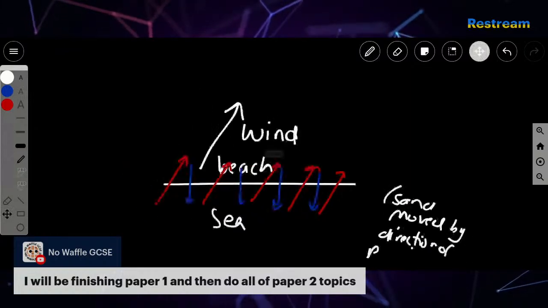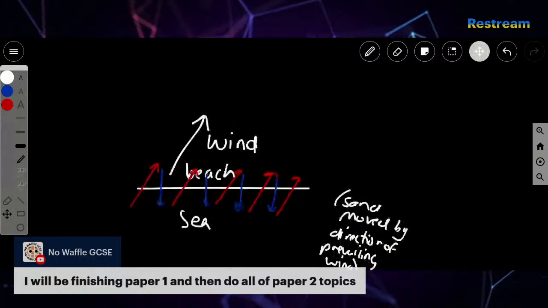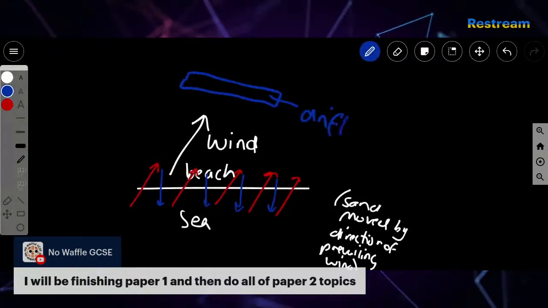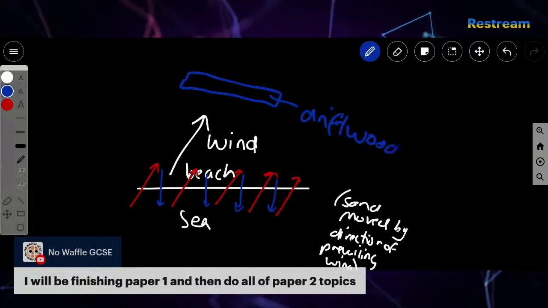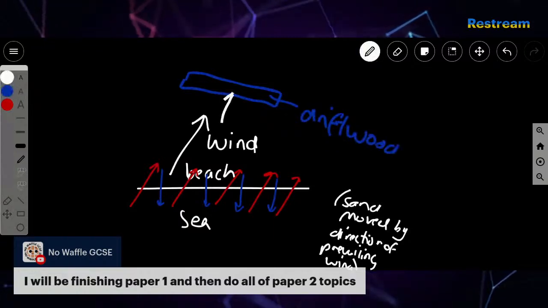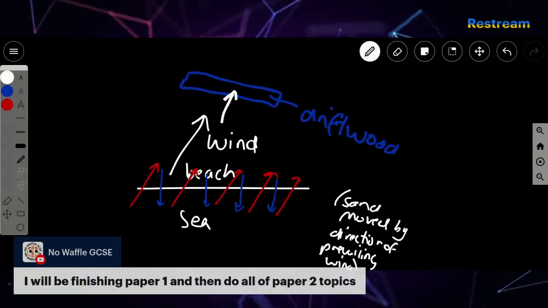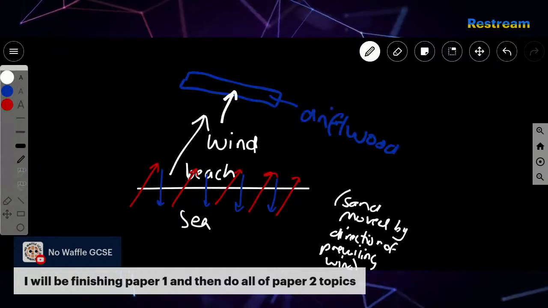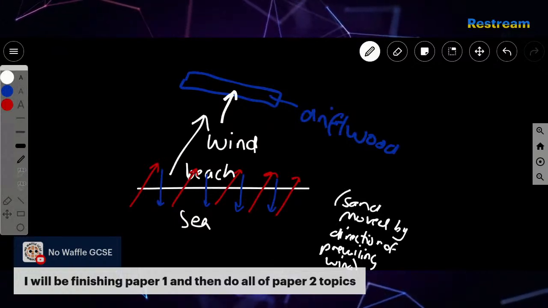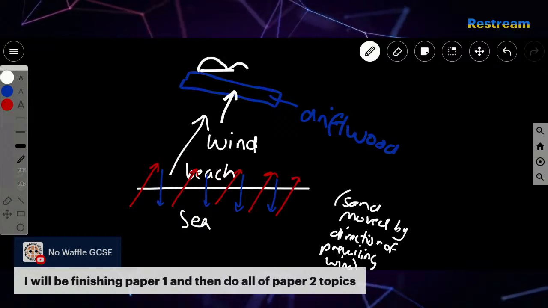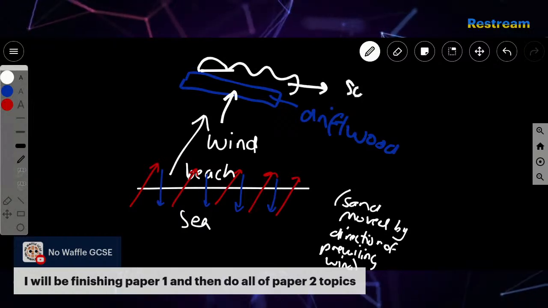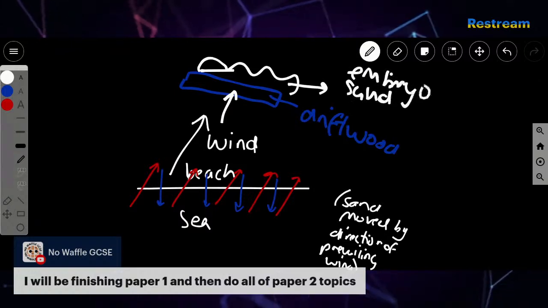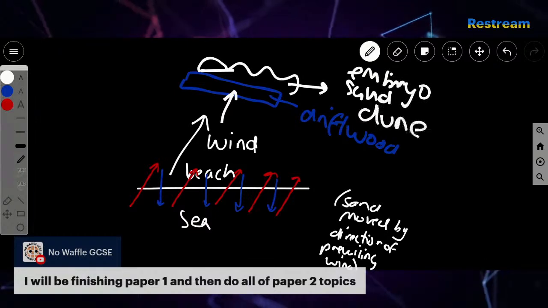We then get the wind moving up, and then we have obstacles, so things like driftwood. Imagine a piece of wood was randomly on the beach. Then the wind would continue to move the sand up till there, and these obstacles would cause the wind speed to decrease in this area, so the sand would deposit behind this driftwood, creating an embryo sand dune, which just means a small sand dune.